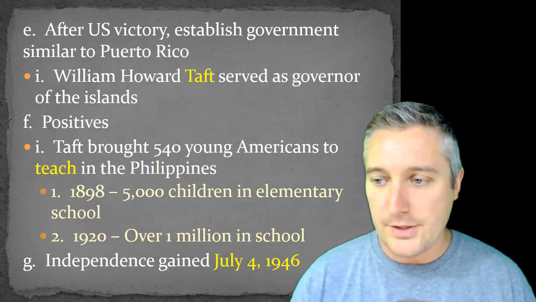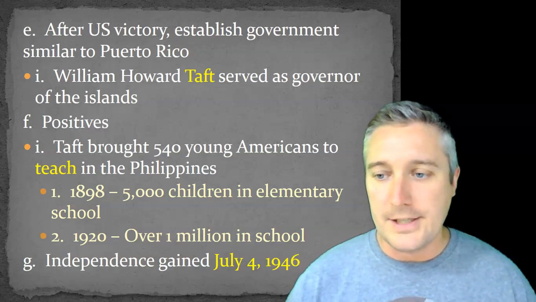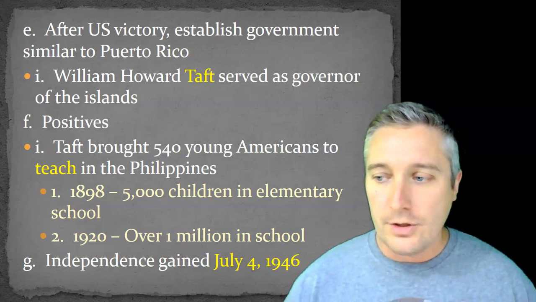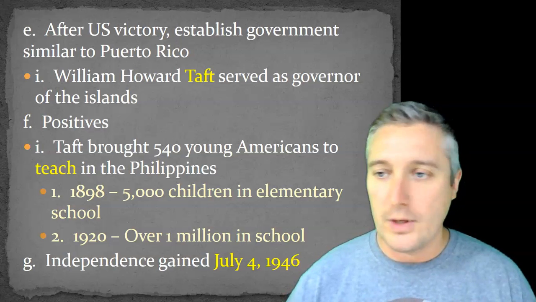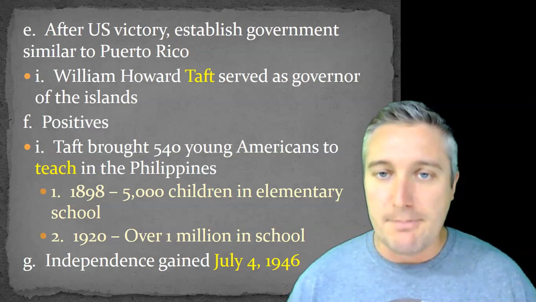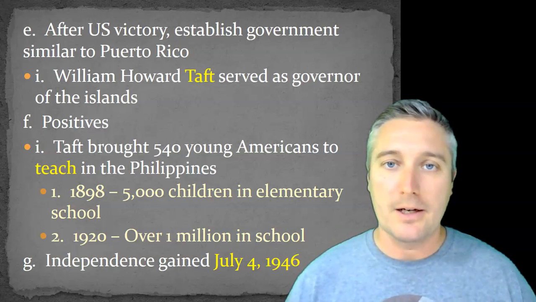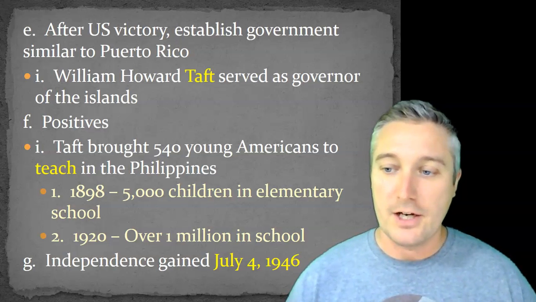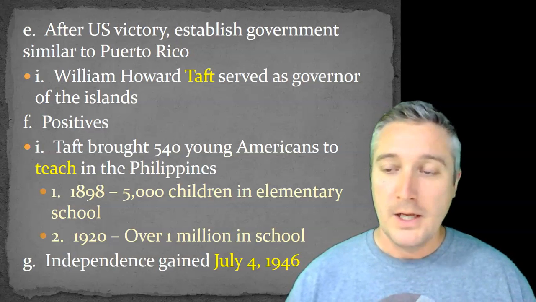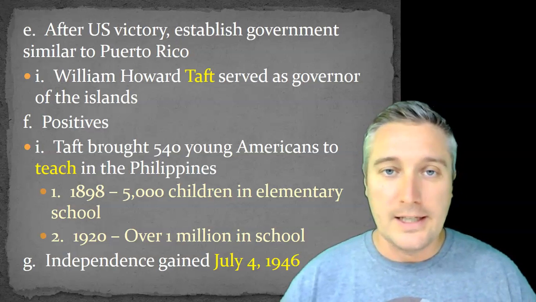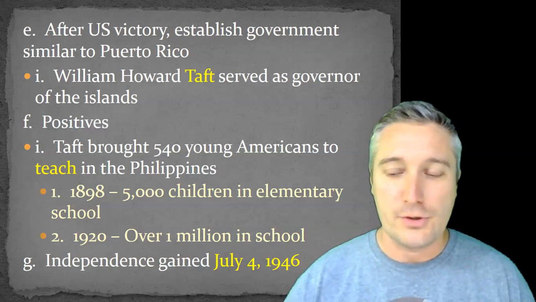In 1898, you had about 5,000 kids in elementary school. By 1920, you had over 1 million. So, to institute those kinds of changes, that's a positive trend. But again, does it make up for the fact that 4,000 Americans gave their life so we could dominate this country, and then to turn around and within 40 years give it back to them? I don't know. It's a tough pill to swallow, I think.